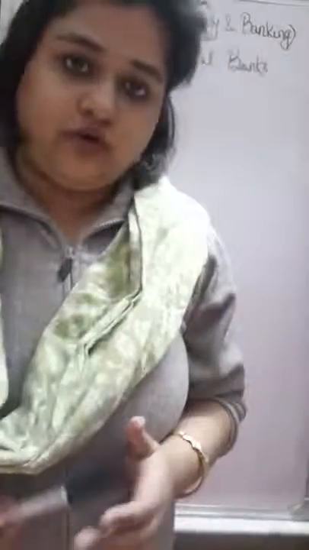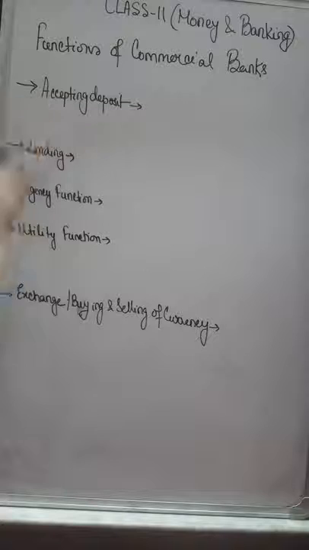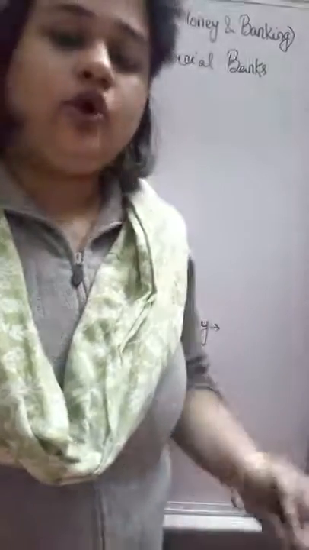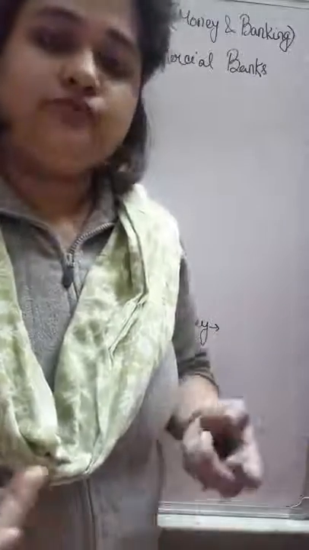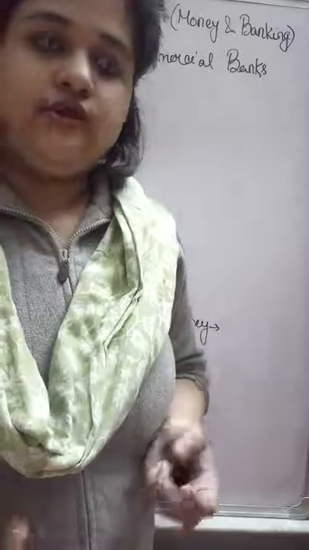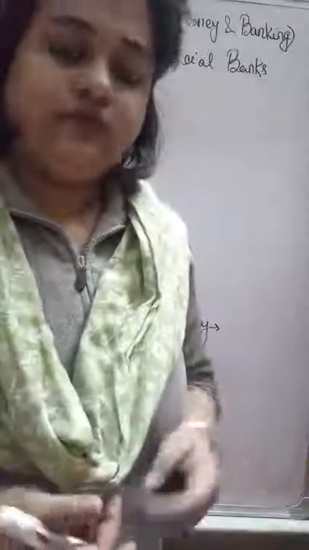Now in this video I will be discussing the functions of the commercial bank, the different functions that commercial banks perform. Number one, the main function of the bank is first to accept deposits from the public. Because if it does not accept deposits from the public, it will not get the money resource. It will not get hold of the large monetary resource that it will use for lending purposes.